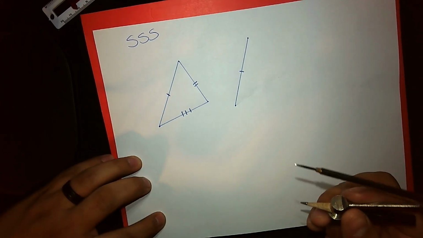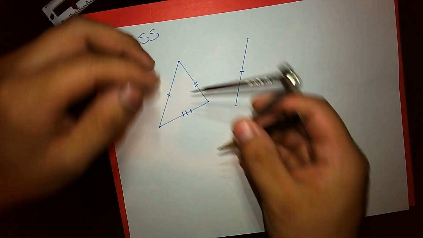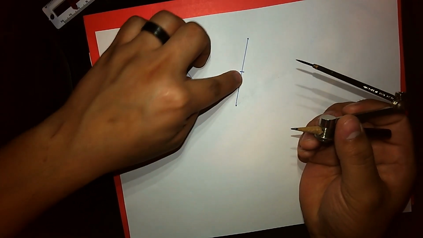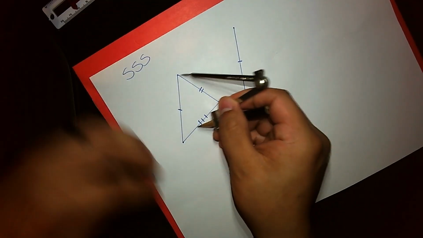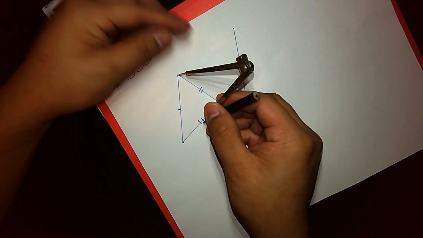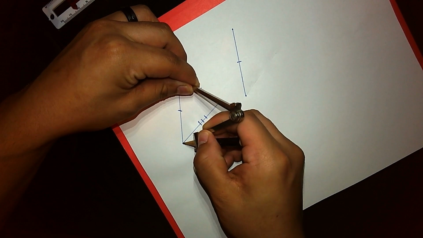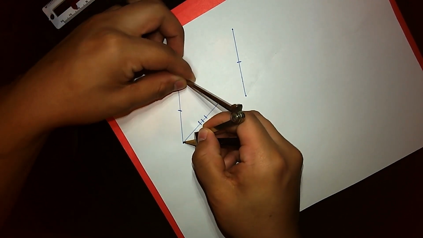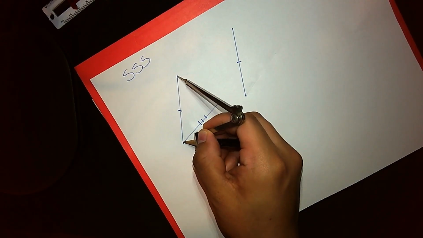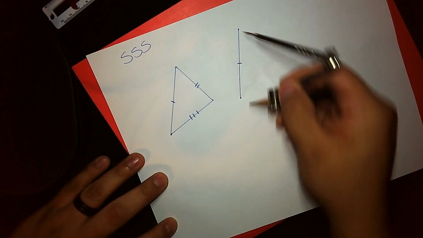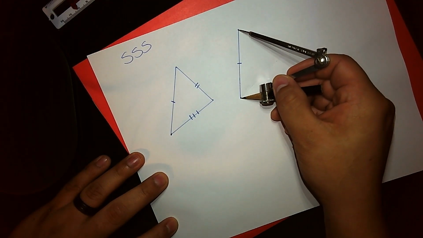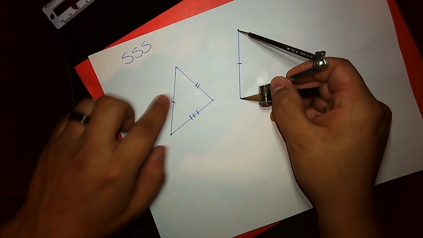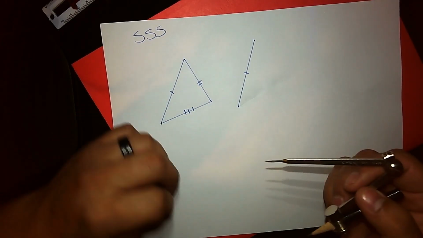If we break it down, it's super easy. Let's first look at this length here. We know that this length and that length should be the same. So I'm going to grab my compass here and try my best to measure this. That looks about right, about the same distance. So this line should be the same distance, and you can see it is. It's the same exact distance. So this side and that side are congruent.